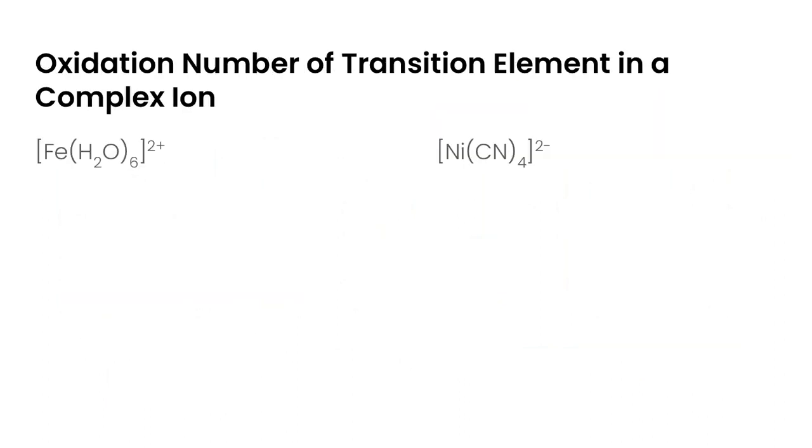Now you can figure out oxidation numbers of the transition element in a complex ion pretty easily. You do that by taking the charge of the ligand to figure out what the oxidation number of the transition metal is. So if we take a look at a couple of examples, in this first complex ion here, we have 6 water ligands in a complex with an iron. We need to recognize that the ligands are neutral, so they have a charge of 0.